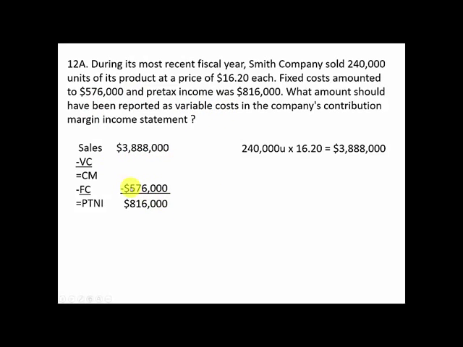If we add together the pre-tax income and the fixed cost, we should get contribution margin in total, which would be $1,392,000. And now the difference between sales and contribution margin should be what we're looking for, which is the variable cost of $2,496,000.